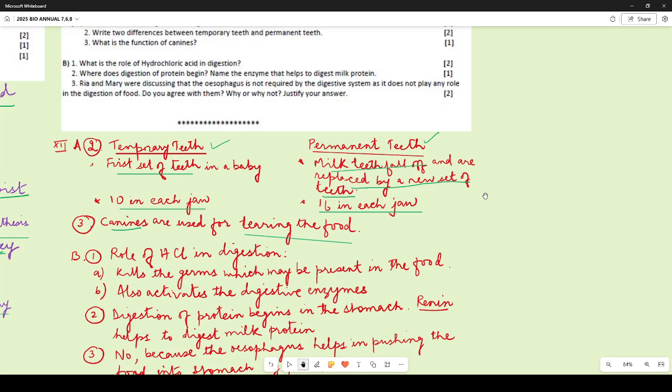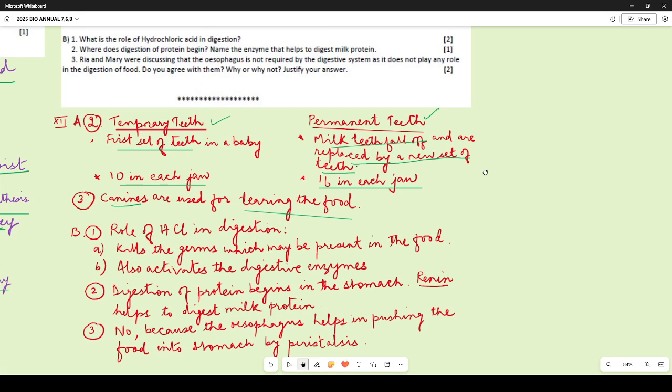What is the role of hydrochloric acid in digestion? First and foremost it is an acid, so it kills the germs which may be present in food, and because of the presence of HCl, many digestive enzymes get activated.